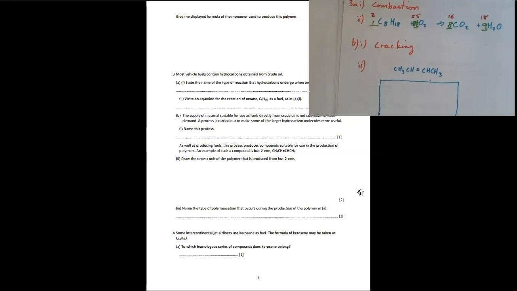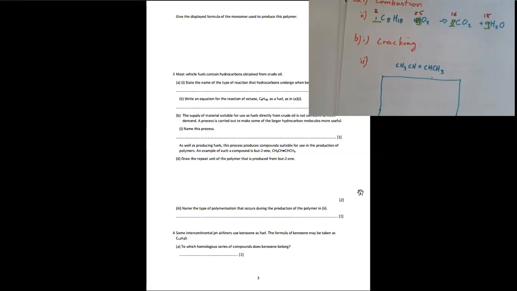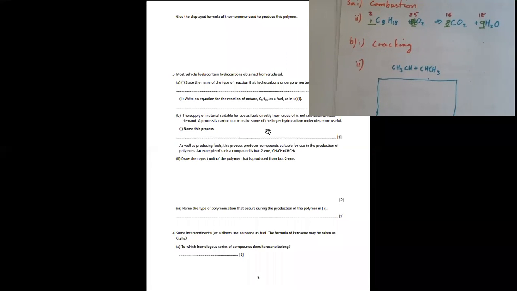Okay, let's move on to my next bit. There's a supply of materials suitable for the uses as fuels derived from crude oil, high demand. Name the process. Oh, we're busy with cracking again. Okay, so the process is cracking. Then they say, as well as producing fuels, this process produces compounds suitable for use in the production of polymers. One such molecule is butene. So there's butene. You draw the repeat unit of a polymer that is produced from butene.